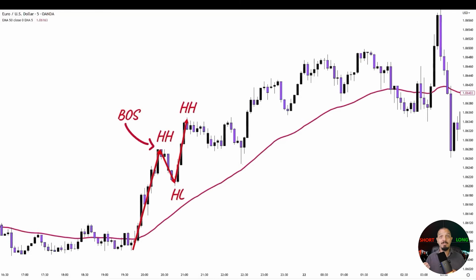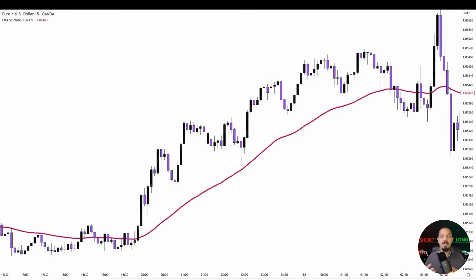Say price breaks the 50 EMA to the upside. Then it makes 1, 2, 3 moves, with the third one breaking structure. That confirms we're in a bullish trend. As long as price stays above the most recent higher low, we'll only be looking for buying opportunities.